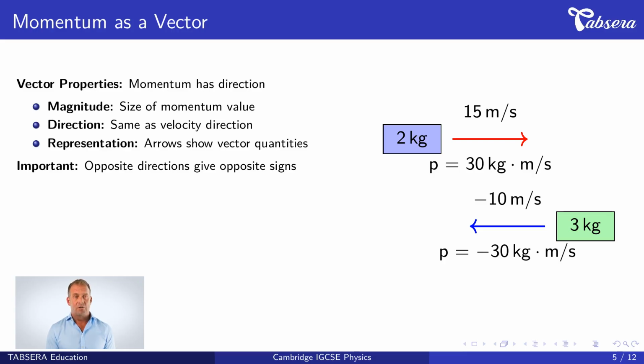The diagram shows two objects moving in opposite directions. The blue object has mass 2 kilograms, velocity plus 15 meters per second, giving momentum plus 30 kilogram meters per second. The green object has mass 3 kilograms, velocity minus 10 meters per second, giving momentum minus 30 kilogram meters per second. Notice how opposite directions give opposite signs.